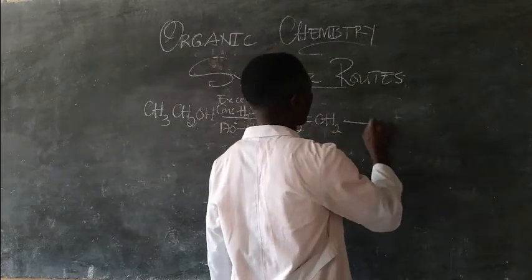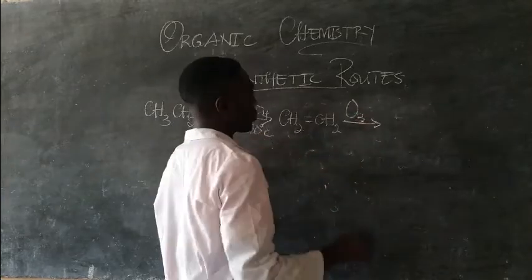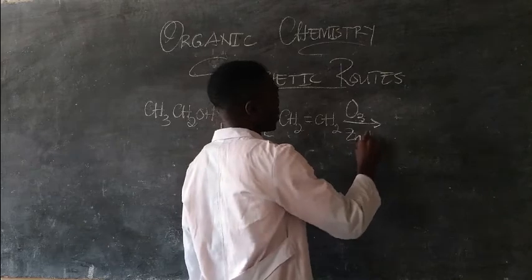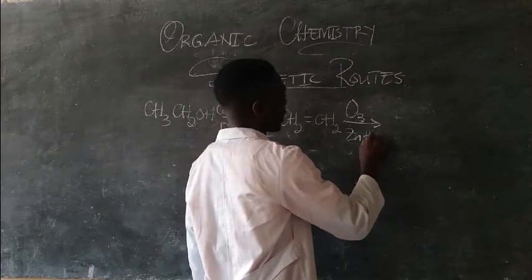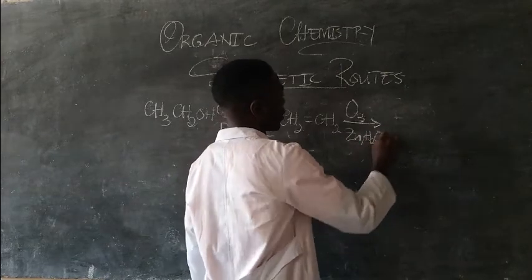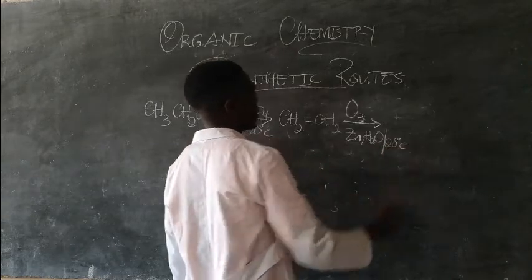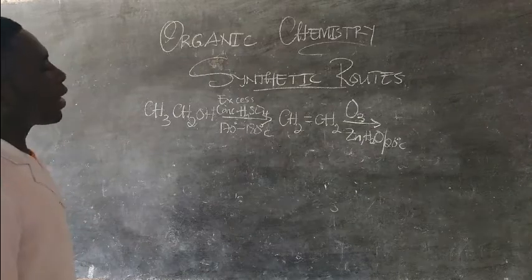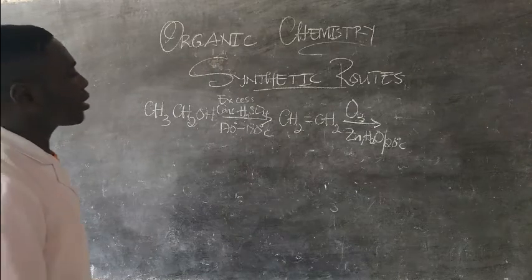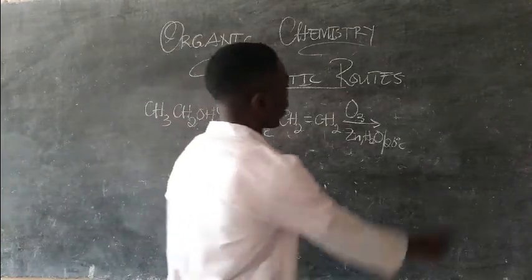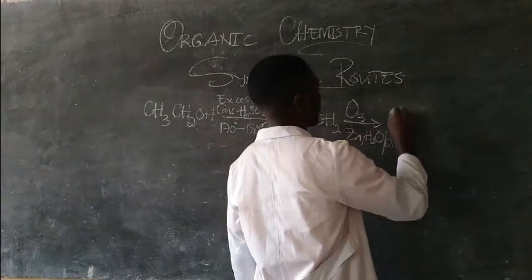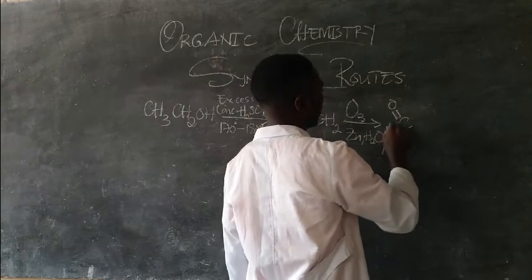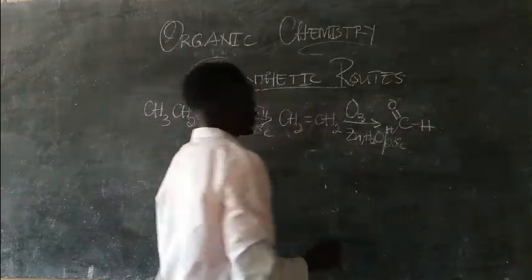So if I add ozone, O3, and ozone is usually added in the presence of zinc dust, we add water at 20 degrees Celsius. Now when you carry out ozonolysis on this compound here, we're going to obtain C double bond O, hydrogen. Now what do I mean by that?